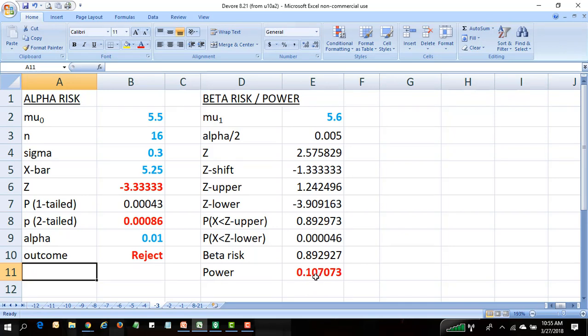And this 0.107, to the appropriate decimal place, I think they want 4 decimal places, so 0.1071 would be the answer you'd look for in the problem. That gives you the power of the test as a probability.